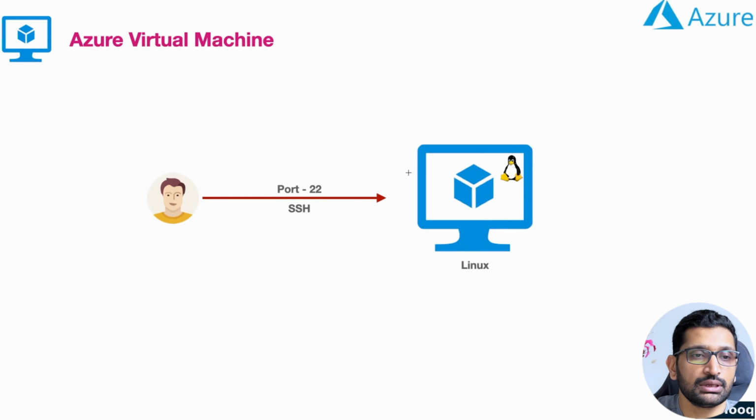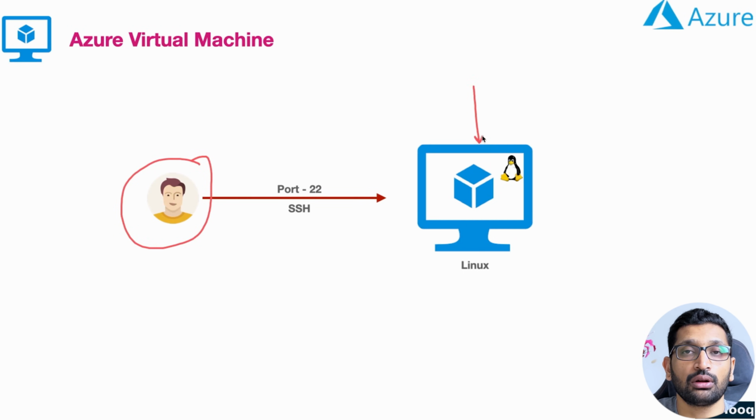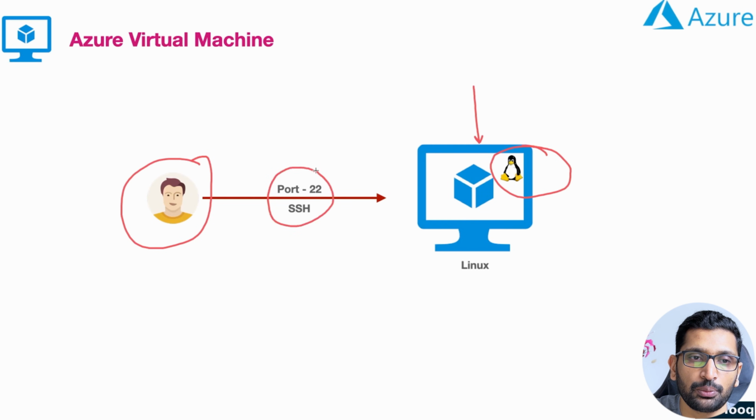Here on the screen, you can see the user who wants to access this particular virtual machine running on Azure cloud. This machine is a Linux machine, which has the Linux image installed. But to access that virtual machine, certain ports need to be opened. For a standard Linux machine, the standard port used for accessing it, or to SSH into it, is 22. So this is the port which needs to be opened to access this virtual machine.